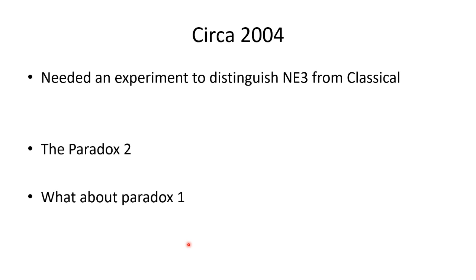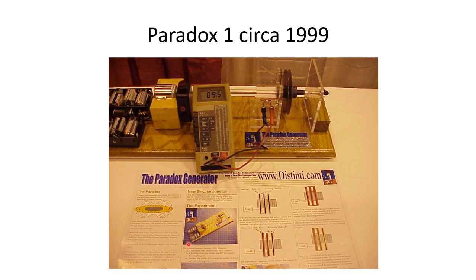Again, we're talking about New Electromagnetism version 3 back then. And it came up with the Paradox 2. And people say, well, William, why did you start at 2? Why didn't you start at Paradox 1? Because there was a Paradox 1. It was a homopolar generator. And I came up with a homopolar generator way to explain this.